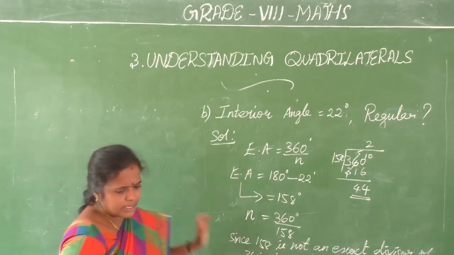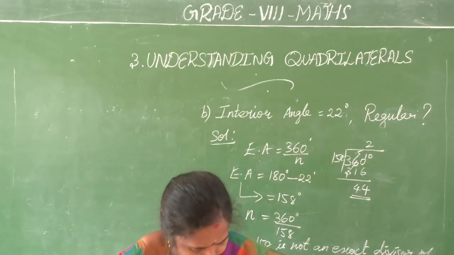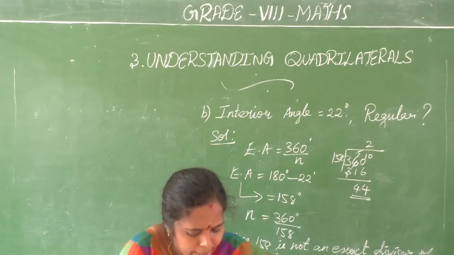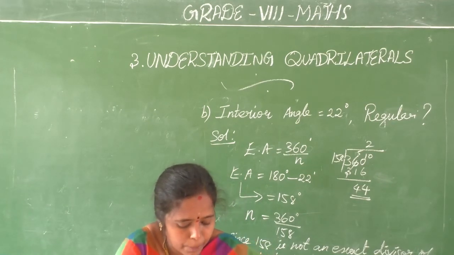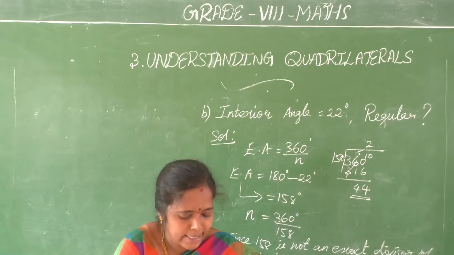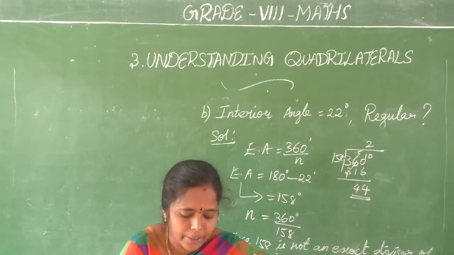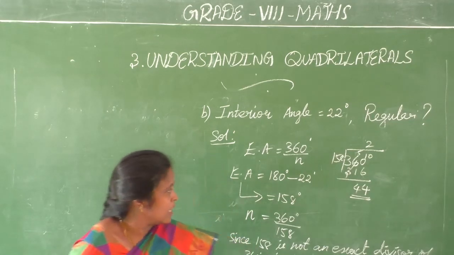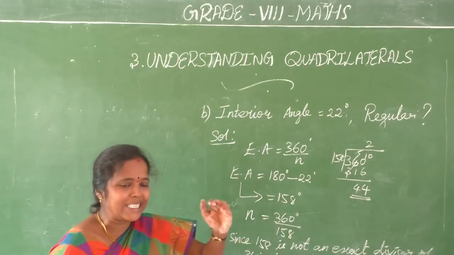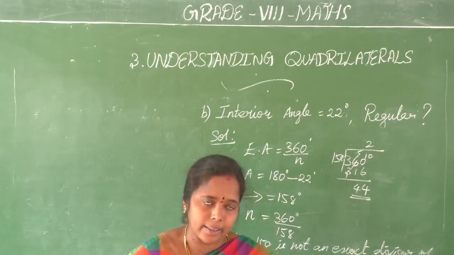Now, last one, sixth section. What is the minimum interior angle possible for a regular polygon? Why? What did they ask? What is the minimum interior angle possible for a regular polygon?